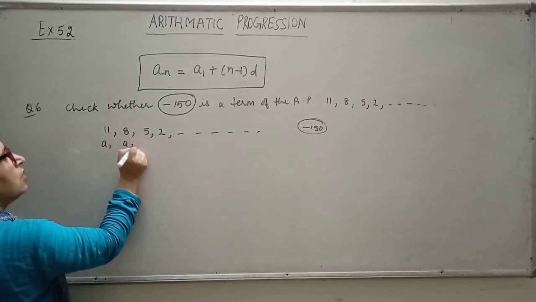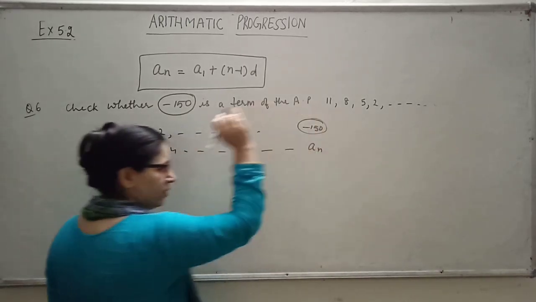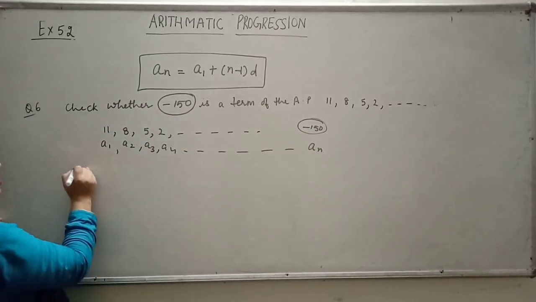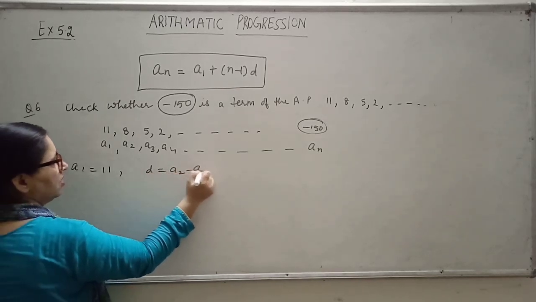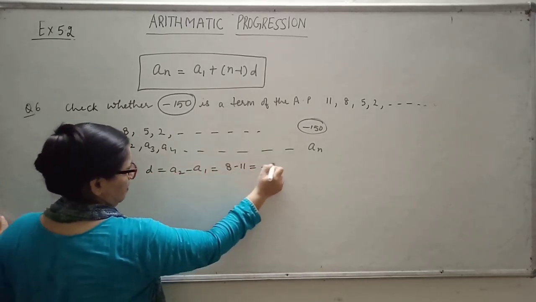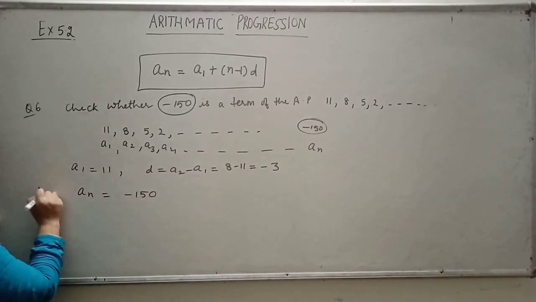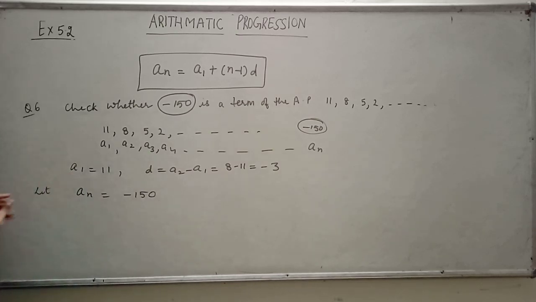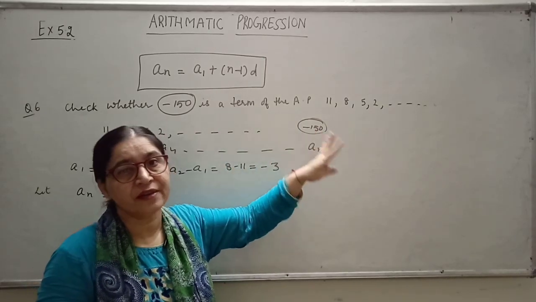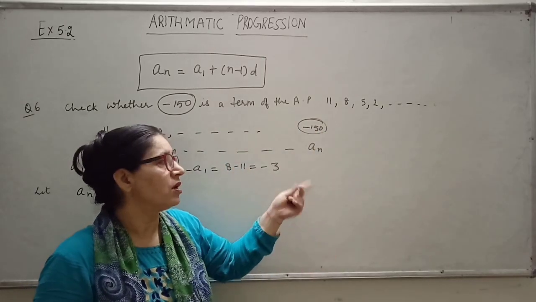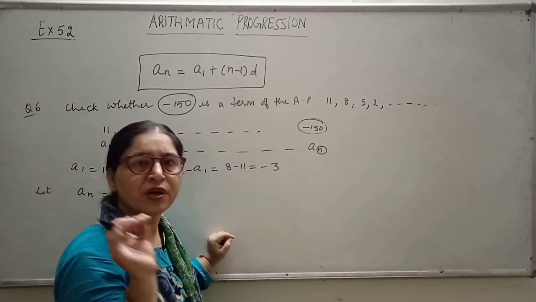If it comes, suppose this is A1, A2, A3, A4. We assume that this is An. Okay, we supposed this is An. First term is 11. What is d? A2 minus A1, that is 8 minus 11, that is minus 3. Now An is equal to minus 150. We supposed this because it asks us to check whether this is a term of this AP. If it is a term of this AP, then this n that we will calculate should be a natural number.